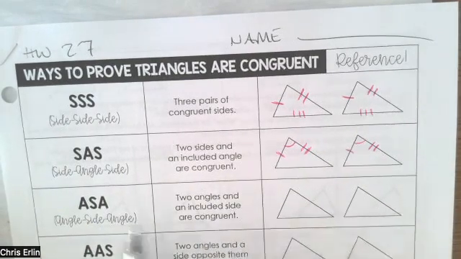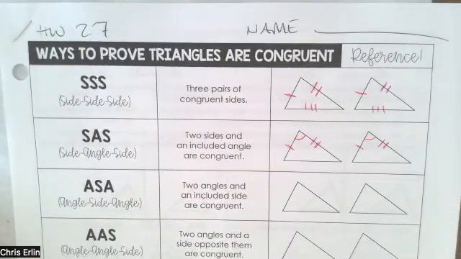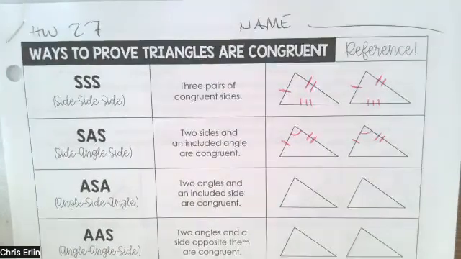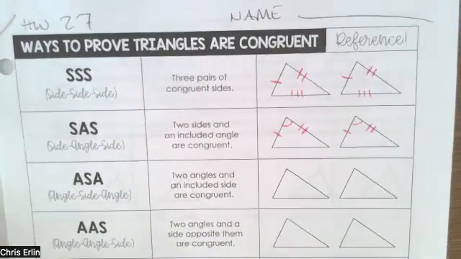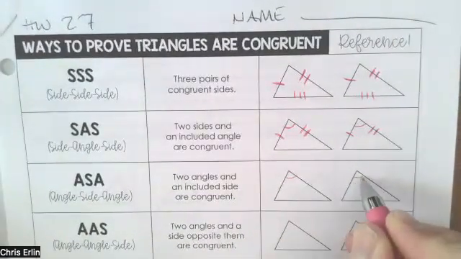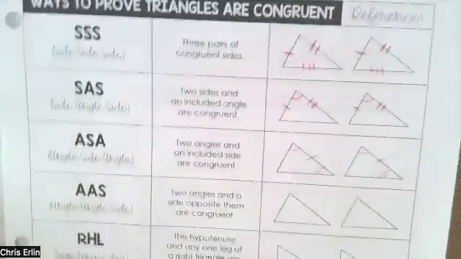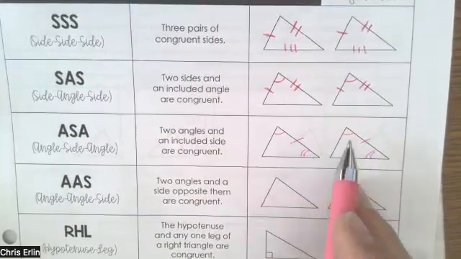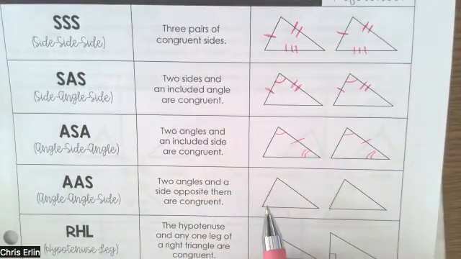Would you guys please draw a picture here that reflects ASA, angle, side, angle? Annotate your notes to show that. Maybe something like that. And how does it change for AAS?